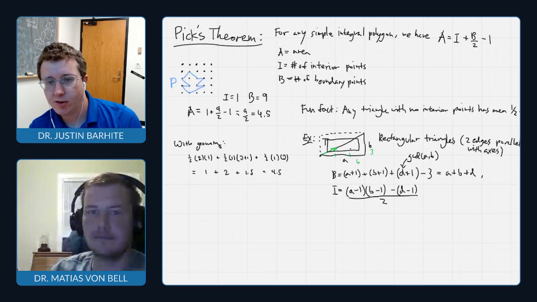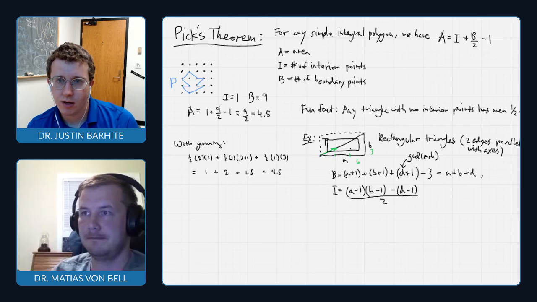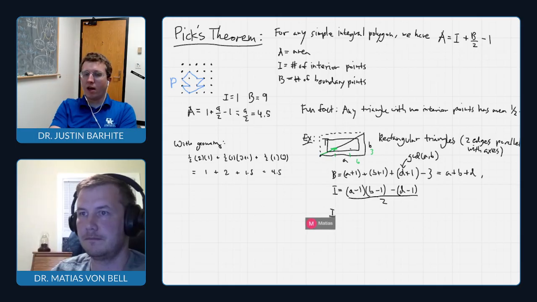And I'd be willing to bet, Matias, that if I took a plus b plus d and divided that by 2, and then added that to this fraction we just wrote down, and then subtracted 1, I bet we would get 1/2 ab.